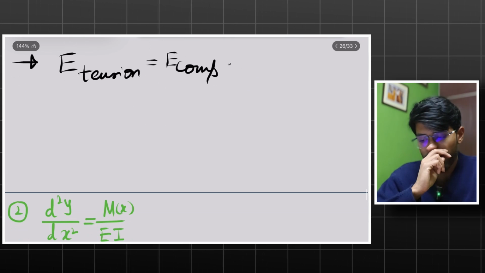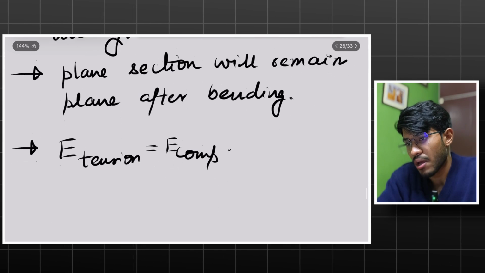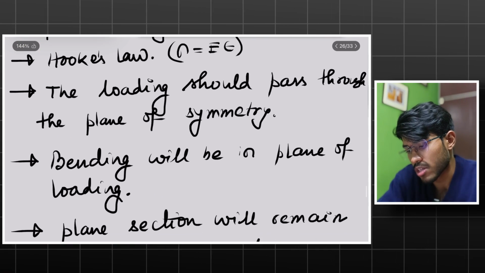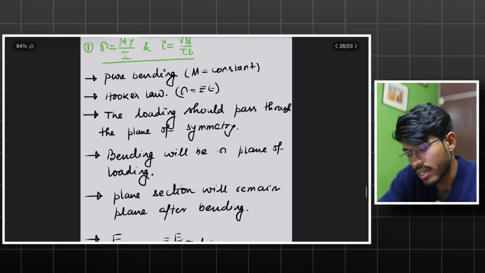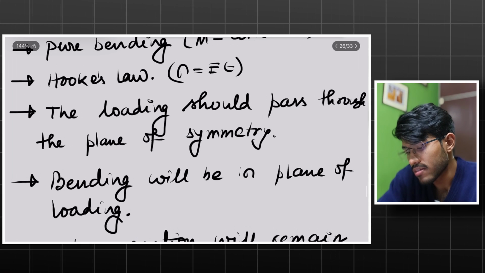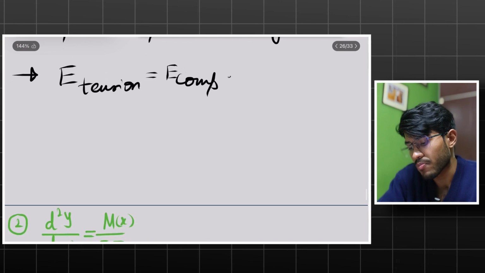I think I have done all the things. Okay. So these are mainly the things. Okay, these are mainly the assumptions. So if you want, you can take a screenshot. So I will just quickly explain all these things. That is, pure bending means M is a constant.